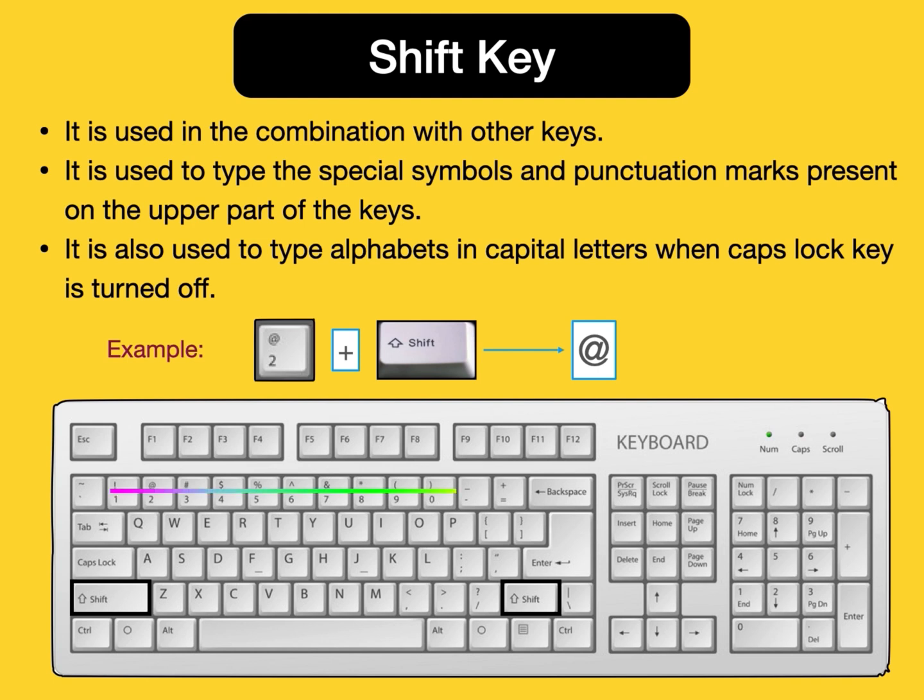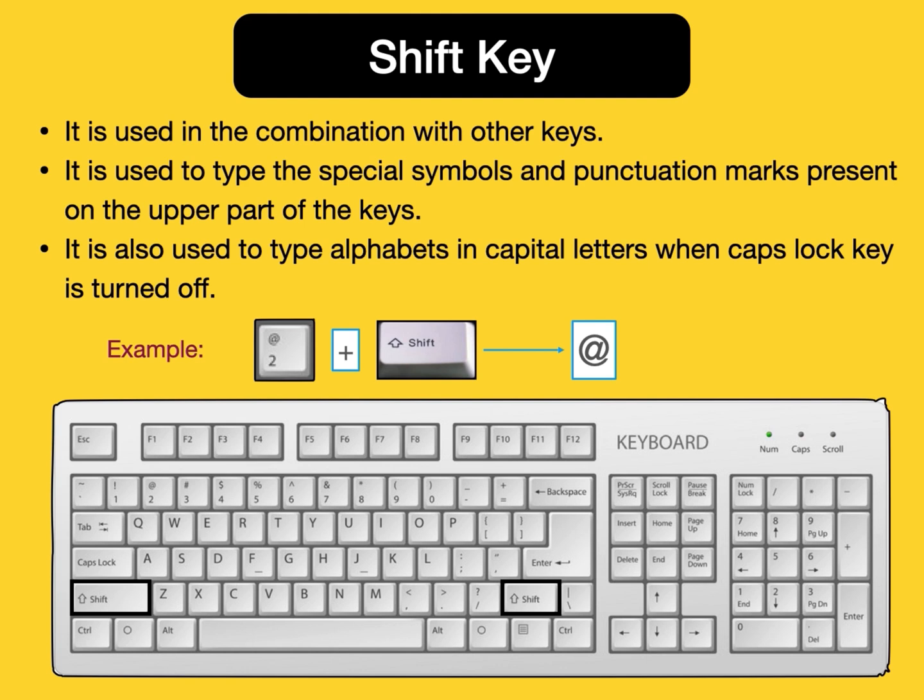the keys. As you can see here, some of the symbols are present on the upper part of the number keys from 0 to 9. For example, if you want to type the @ symbol, for that you need to press the shift key along with number key 2, so that it will type the @ symbol. So in this way, if you want to type any symbol or punctuation mark, you need to press or hold the shift key along with that particular key.